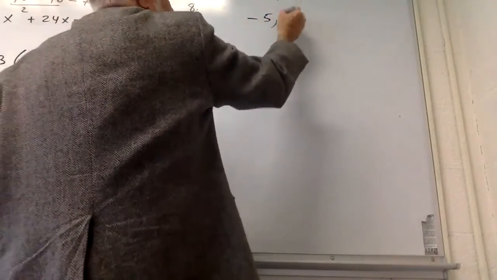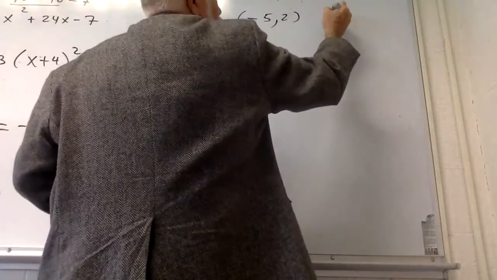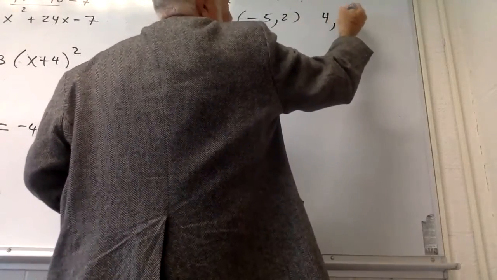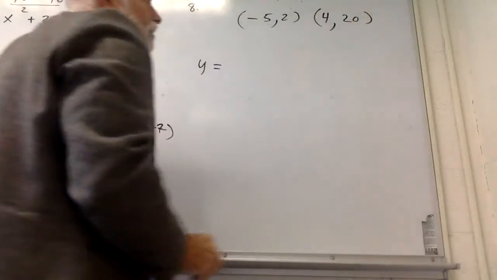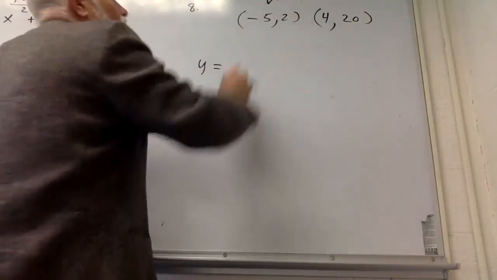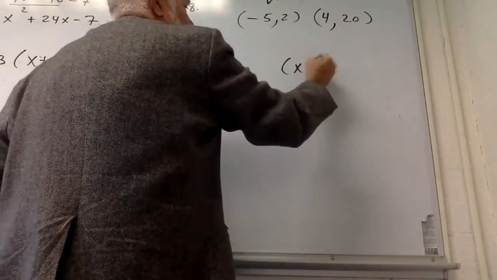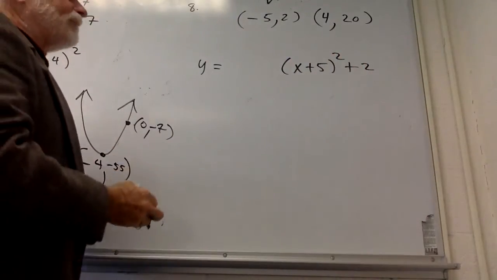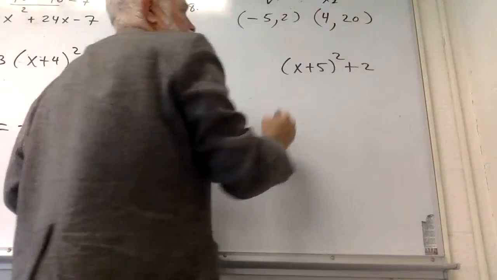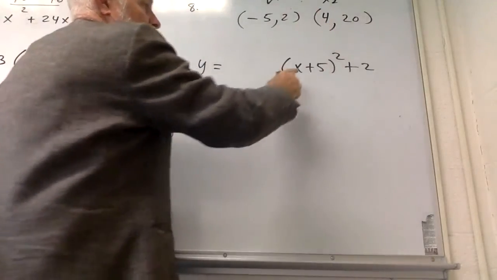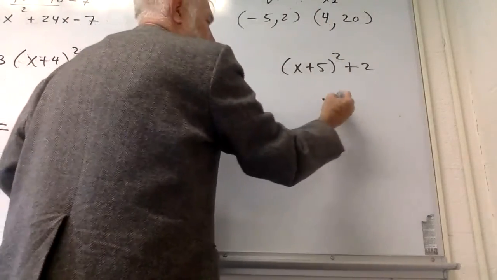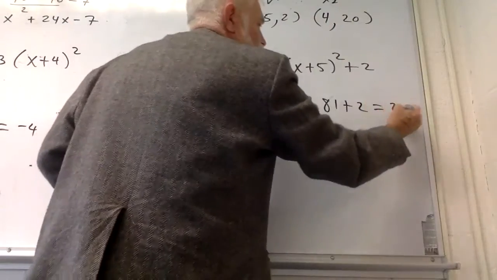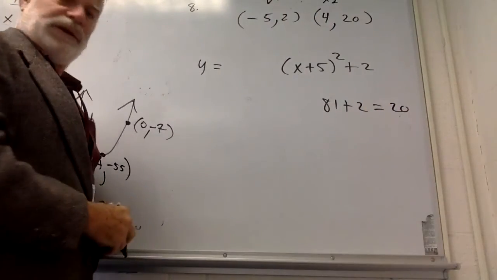Let's try another one. Let's try -5, 2 for 20. Okay, this is the vertex. I want to say x plus 5 squared plus 2. I'm going to drop the second x in. Second x is putting a 4 in here. That's 9 squared. That's 81 plus 2. Let's see if that equals 20. I don't think it does.